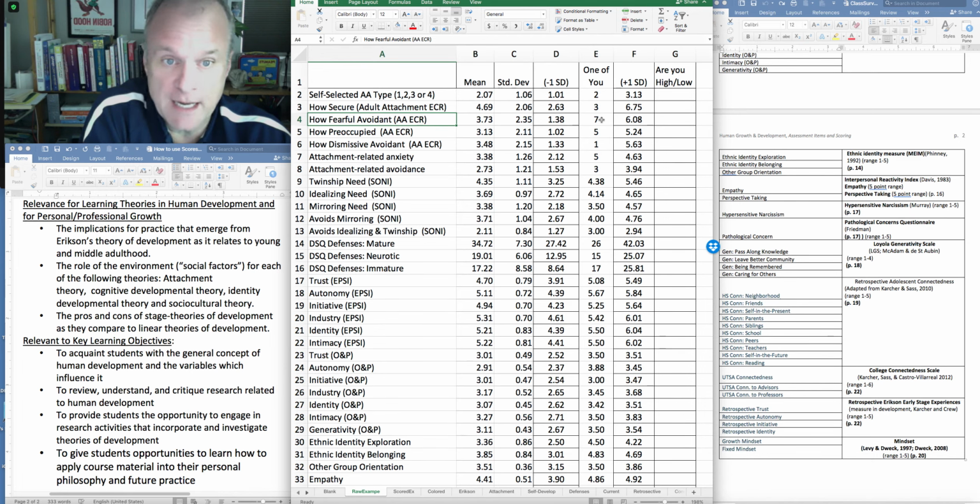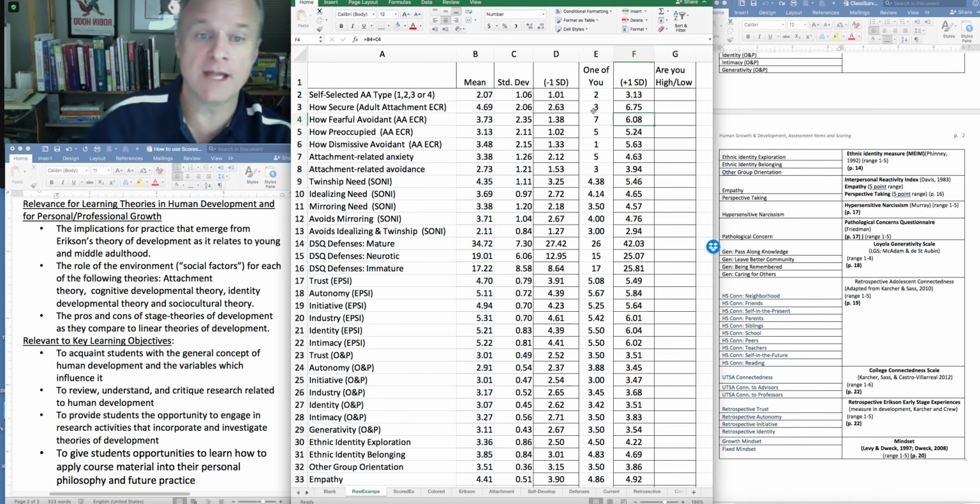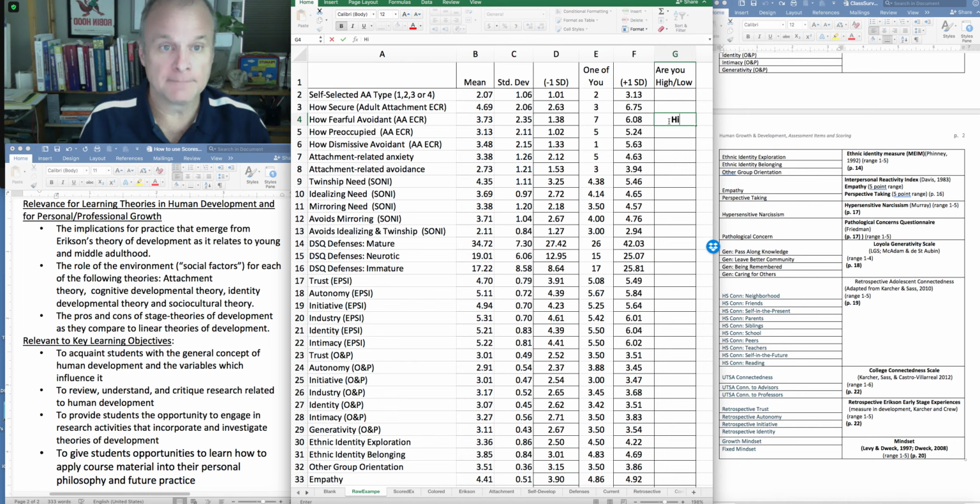as number 2, right? That score here refers to fearful avoidant. So this person obviously has the highest score on fearful avoidant. It's higher than the mean, and it's higher than one standard deviation, which is this for that scale. Oops. It's higher than one standard deviation plus the mean. So here, this person is high, right?